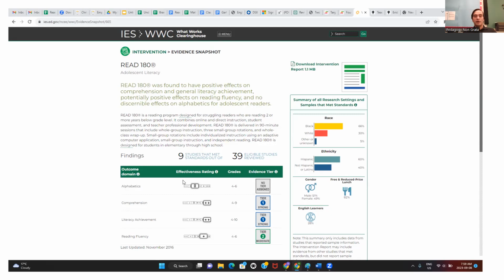So this tells you that there are essentially 9 high-quality studies in Read 180, according to What Works Clearinghouse, 39 studies total. Those will be slightly out of date, and that these studies were, in fact, quite rigorous for their measurements of comprehension and literacy achievement. Now, if you go to my next slide, I'm going to show you what happens if you click this button here. So this gives you a more detailed report if you click Download Intervention Report.